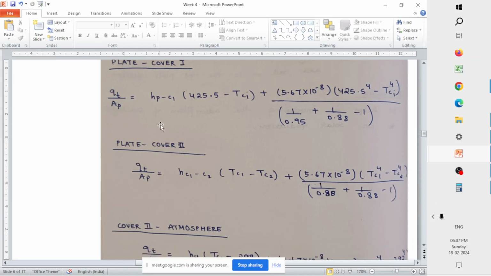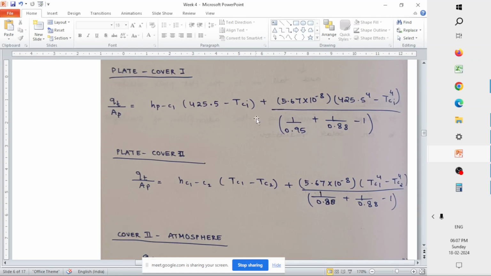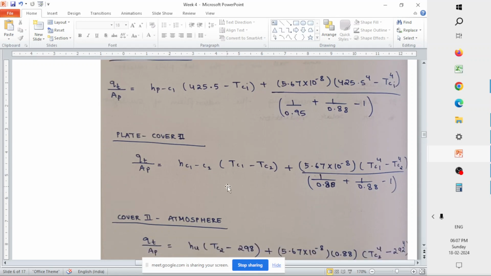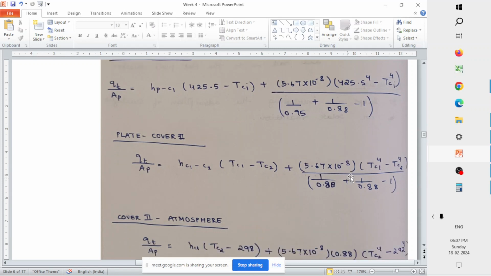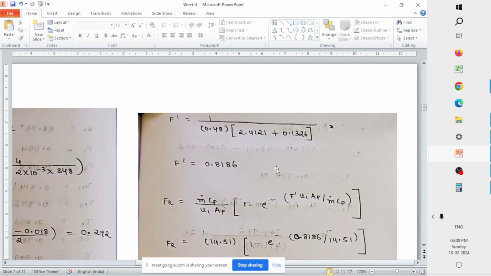So this is for cover 1, between plate and cover 1. Here you can see the reason why I have given the emissivity of the plate and emissivity of the cover: these two values are different, but in case of cover 1 and cover 2 the emissivity is the same. Because this is between plate and cover 1 and that is between cover 1 and cover 2, that is the reason.